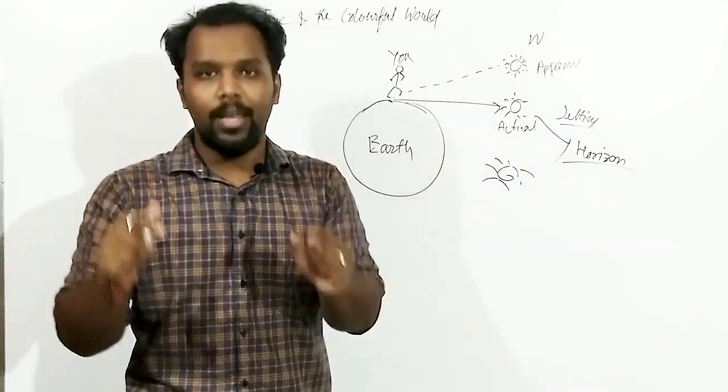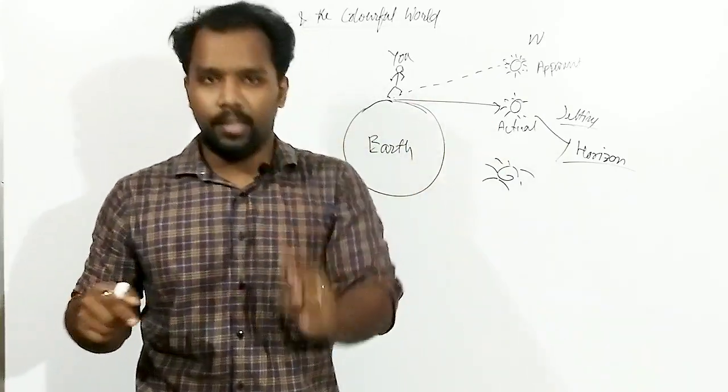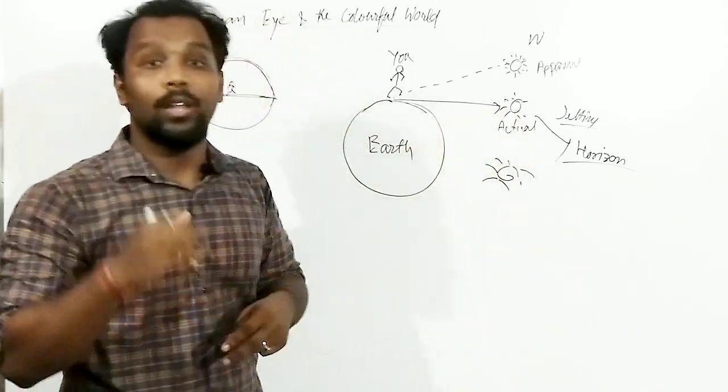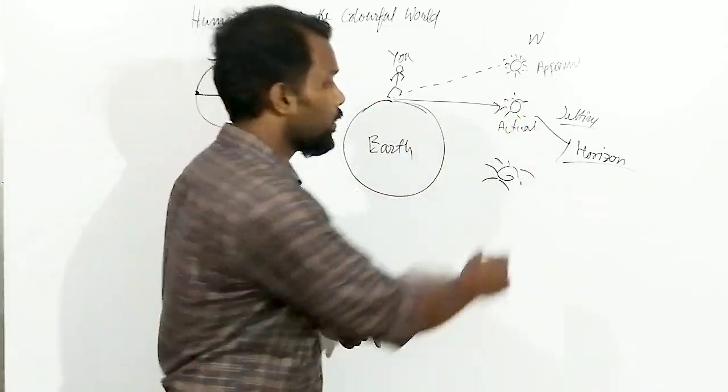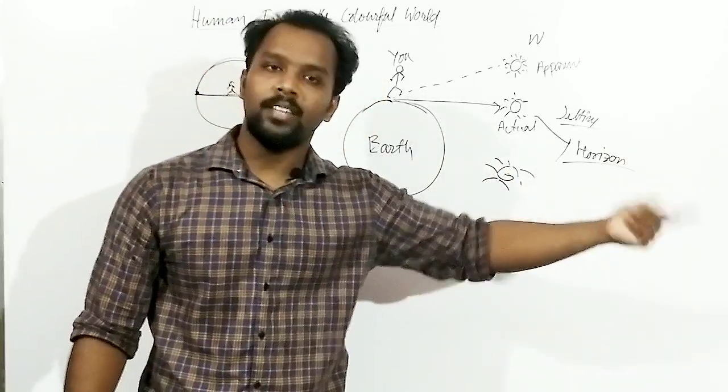That's why we say that we observe the sun setting 2 minutes after the actual setting. That means when the sun is actually in this position, that is actually setting, we are observing the sun as still setting, and the sun will be here. That means it will move 2 minutes early from that actual setting position.